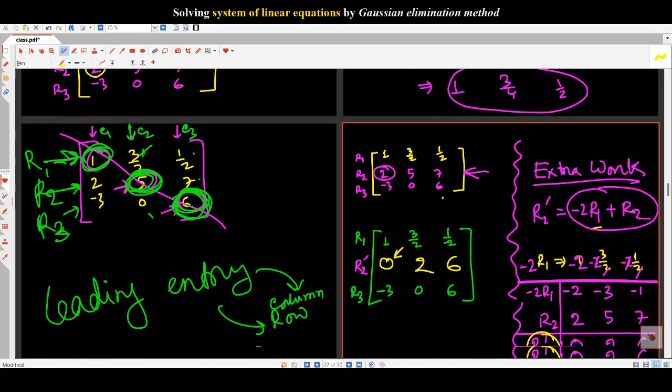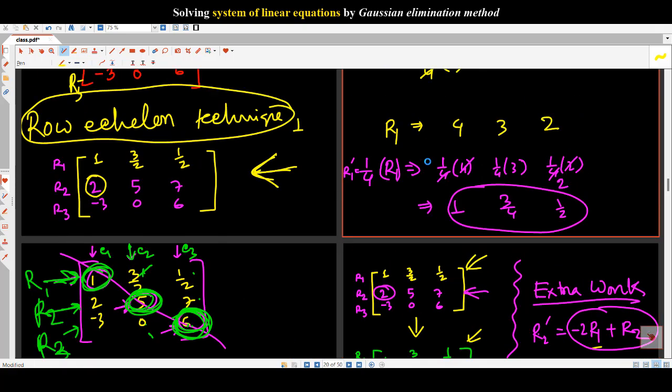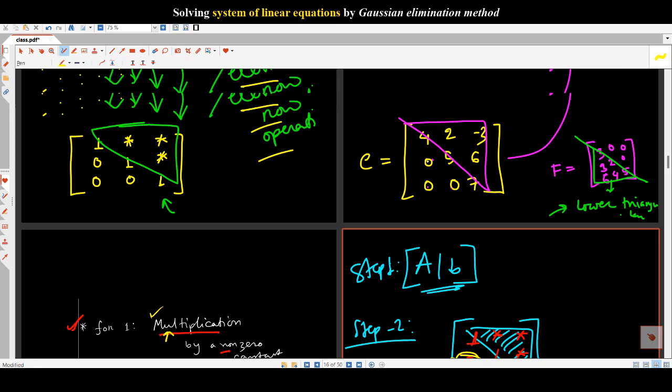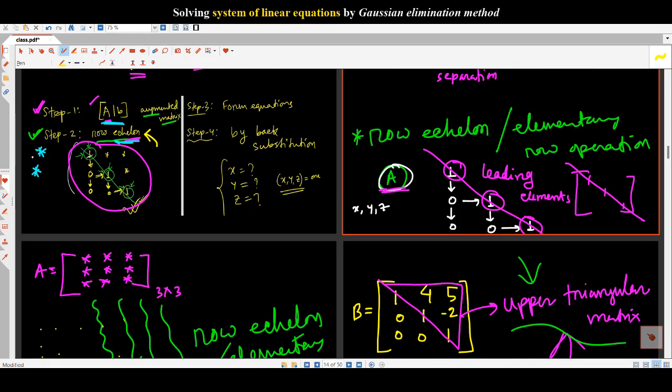From here to here, this is one matrix. From here we have found a new matrix. Whenever we are dealing with 1 and 0, making 1 and 0 will give you new matrices. Those matrices are known as echelon matrices or echelon matrix. So this is what we will do in step 2.